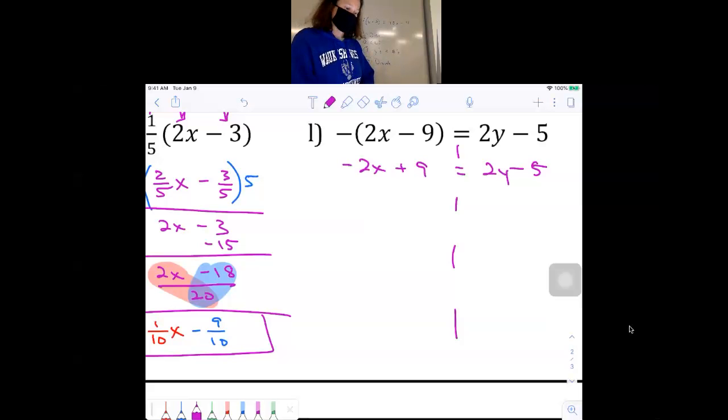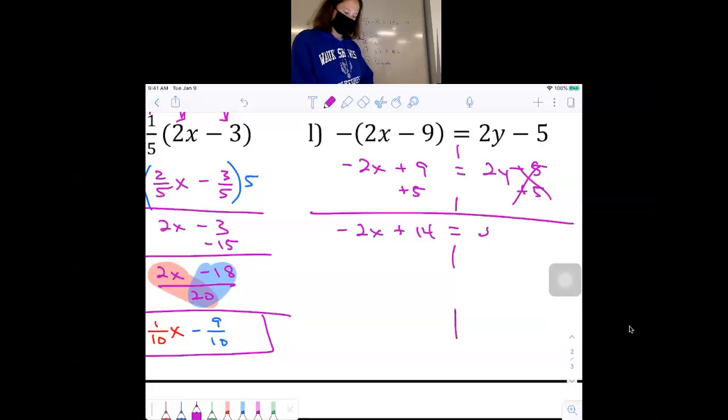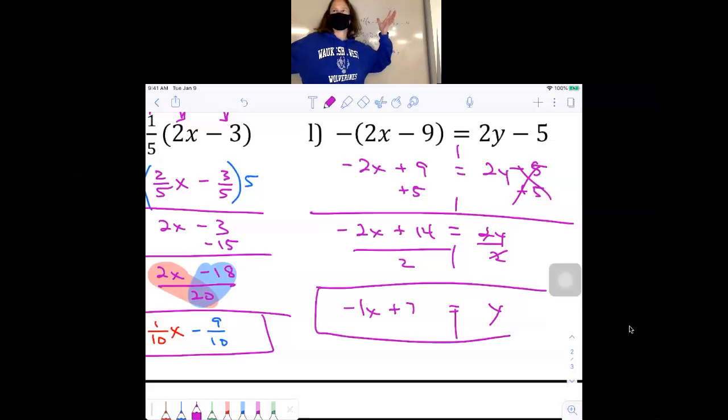Plus 5. Good. Let's add the 5 to both sides because my y's are over on the right side. So we get negative 2x plus 14 is equal to 2y. Y equals negative, plus what? Plus 7. Yes, perfect. That's it. So it's the exact same. Just remember those steps. Okay?